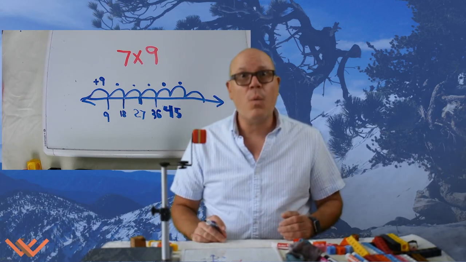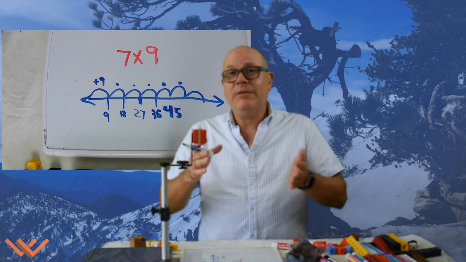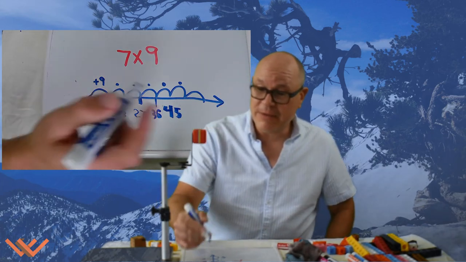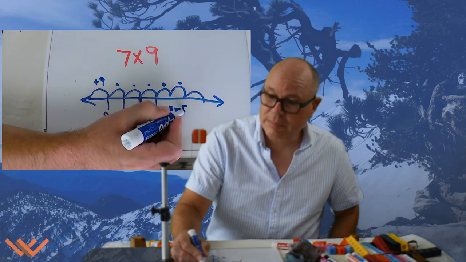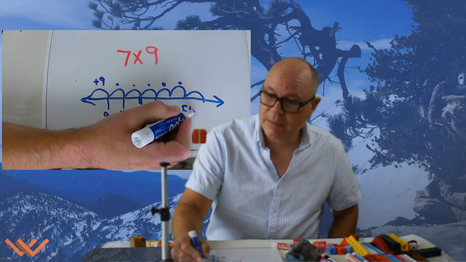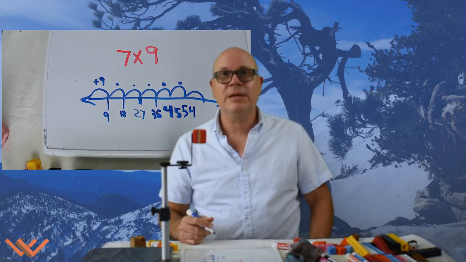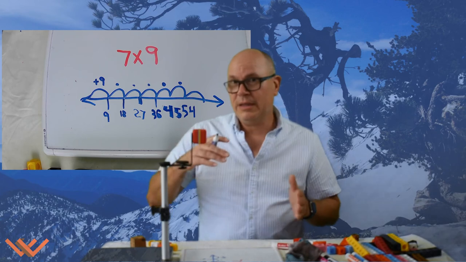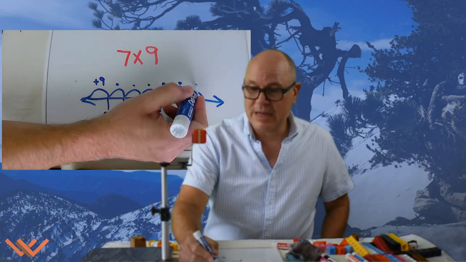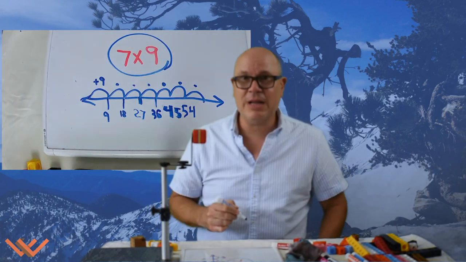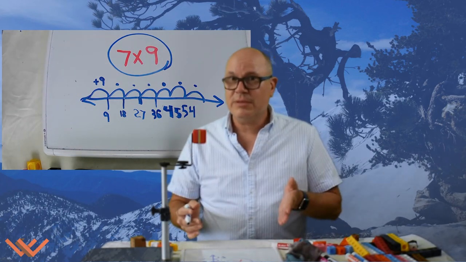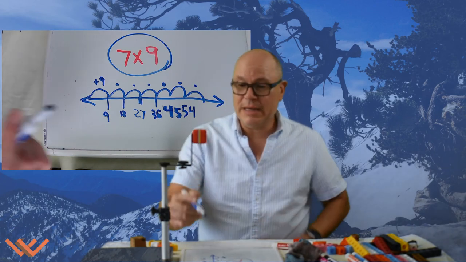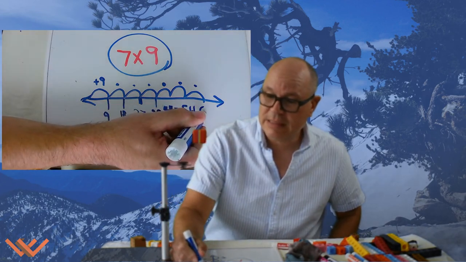Okay, so now we have 6 times 9. Well, wait a minute. If you've done your 6 facts, you should already know that. And that's going to be 54. Okay. 54. Next one is going to be 7 times 9. That's what we have here, 7 times 9. So add another 10. That's going to be 64 minus 1 is 63.